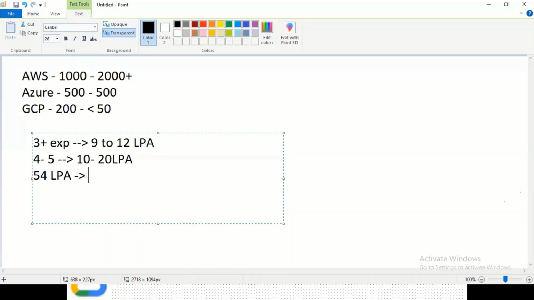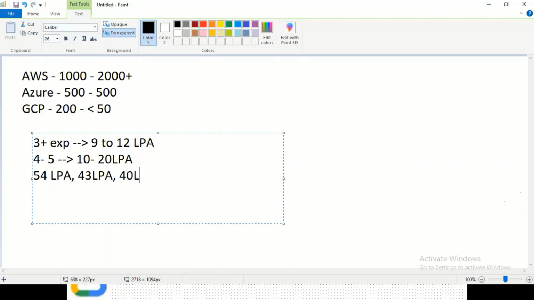Got it? That is the market. After the 54 lakhs package, there was 43 lakhs and 40 plus; I got 3 people till now. And 20 to 30, 30 to 40, there are 10 to 15, 20 offers.